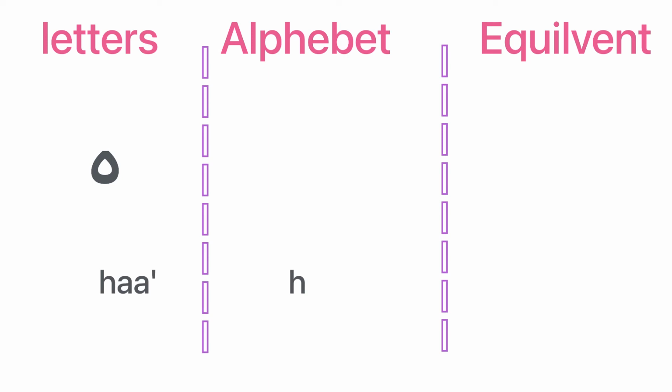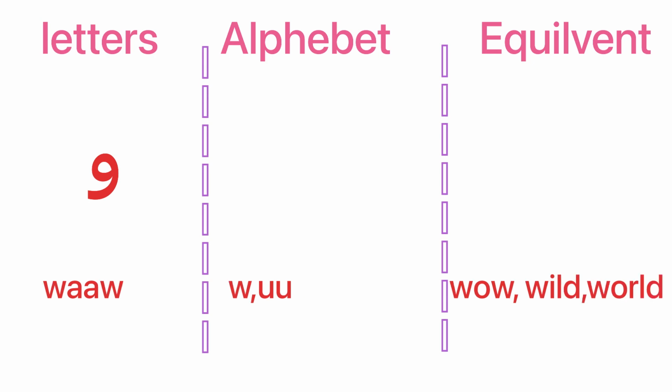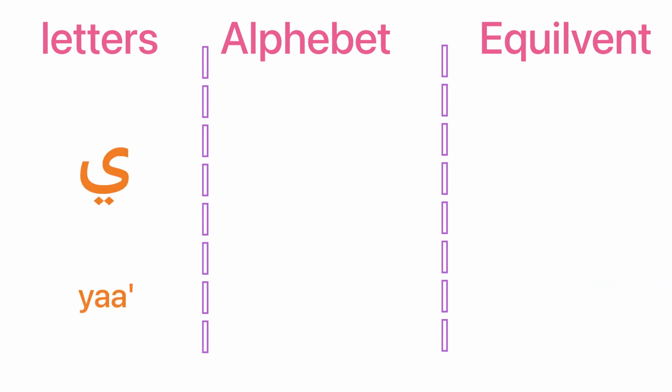Ha, ha for H, ha for heel, heel. Waw, waw for W, or we could say double U, like to use W. The words that are equivalent to it, the word wow, you could also pronounce it, it's there in the word wild. And lastly, the letter ya. Ya is related to the alphabet Y and a double I together, more like the sound in the word yelling, the ya in the word yelling.